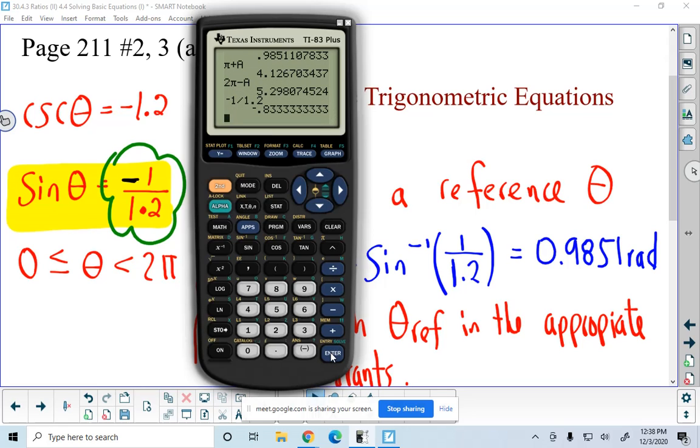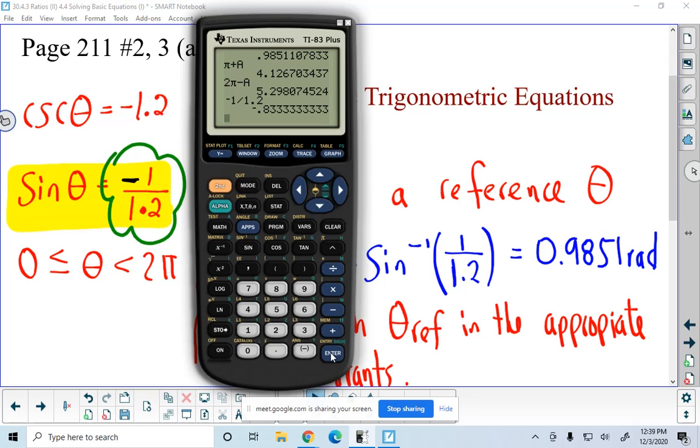You get 0.83 repeating, and although that is a y-coordinate on the unit circle, it's not one of the y-coordinates on the unit circle that you are familiar with. It's not 1/2. It's not root 2 over 2. It's not root 3 over 2. It's some number that we're just not comfortable working with.